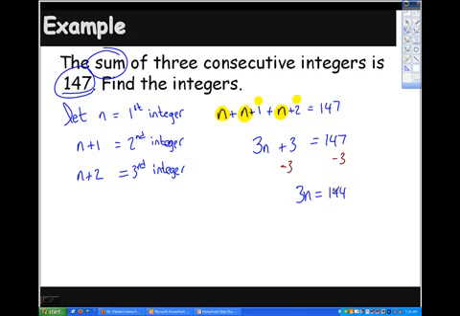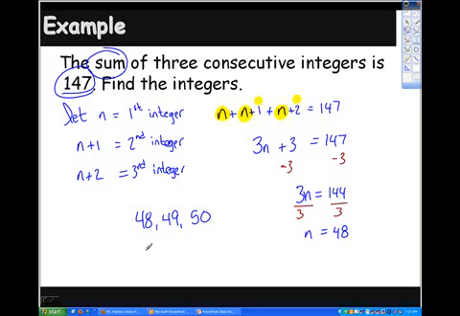We're going to go ahead and divide both sides of this equation by 3 to isolate the n. The result here is n equals 144 divided by 3, which is 48. So it looks like my first number is 48, my second number then would be 49, and my last number would be 50. Let's check and make sure that adds up to 147.